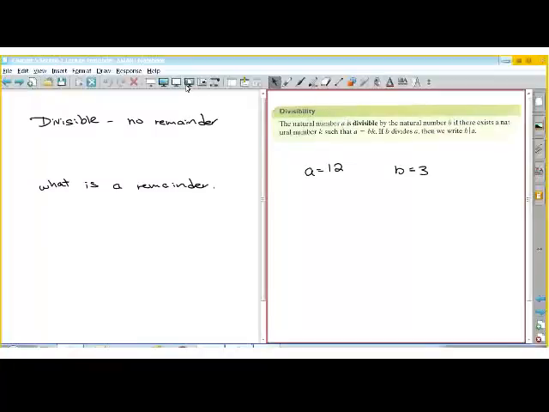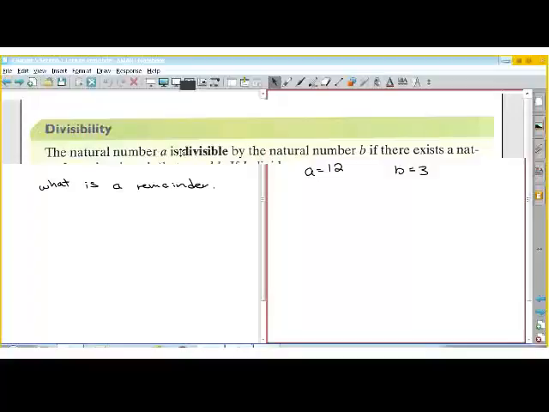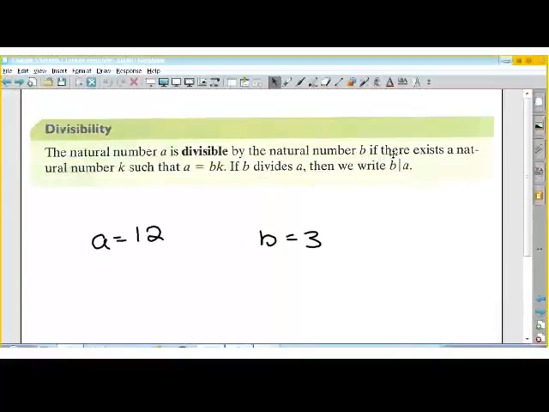So here's the definition that's in your book. A natural number A is divisible by the natural number B if there exists a natural number K such that A equals B times K. And if that happens, we can say that B divides A. So here's two examples. Here's an example of a number A. It's a counting number. And this is another counting number, B. It's greater than 1. It's things you can count on your fingers or toes.